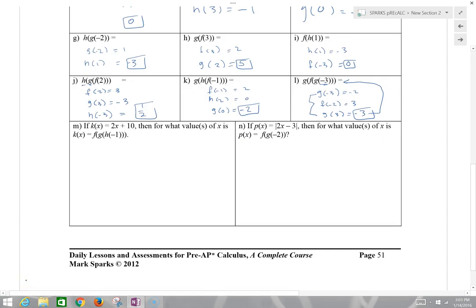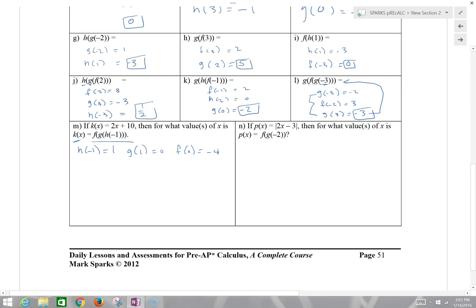Let's take a look at M here. K of x is equal to 2x plus 10, and we want to know what values of x make k of x equal to f of g of h of -1. So let's start with finding out what f of g of h of -1 is. So we start with h of -1, and looking back up at that chart, that equals 1. And then we plug 1 into g, and g of 1 is equal to 0. And then we plug 0 into f, and we get out -4.